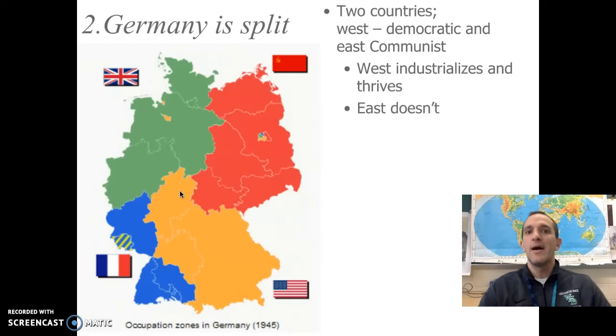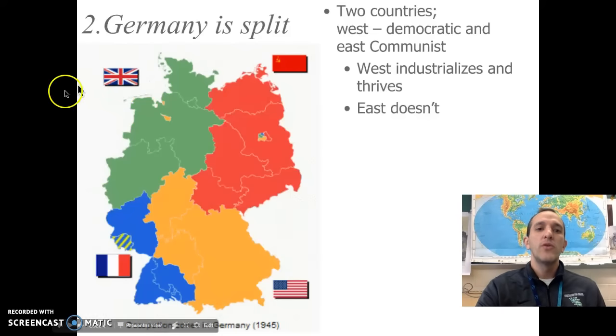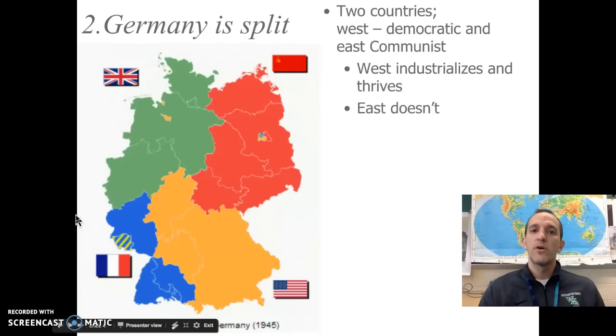We just bombed the heck out of it for 2 years straight, pretty much. So we got to rebuild it. In order to avoid the problems from World War I, where countries were mad that they didn't get everything they were promised, we're going to split Germany up. Basically, Germany is going to be split in two. It looks like four up here, but it's really two.